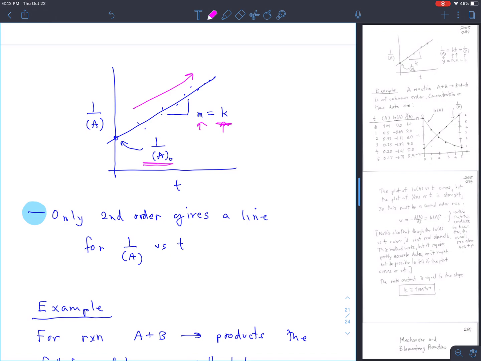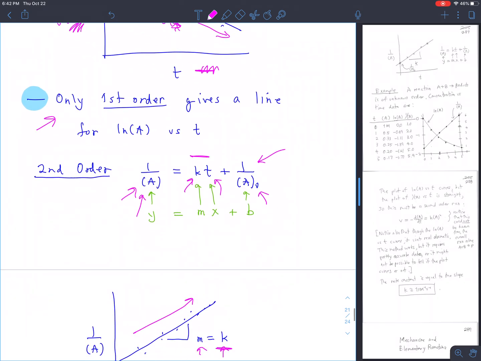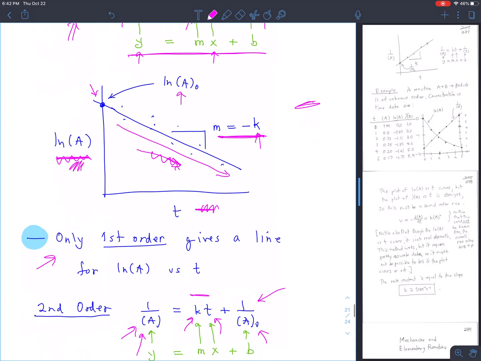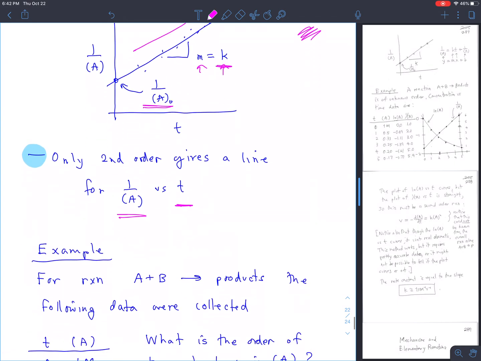Again, if you plot 1 over a versus t and you get a straight line, that only works if it's a second order rate law. It doesn't work if it's first order, it doesn't work if it's 1/3 order, it doesn't work for any other order. These two plots are diagnostic for first order and second order respectively. If they fail, if you get a curved line, it doesn't tell you what the order is. It just tells you it's not first order in this case, and in the other case, it tells you it's not second order. If they both are curved, then it's some other weird order.